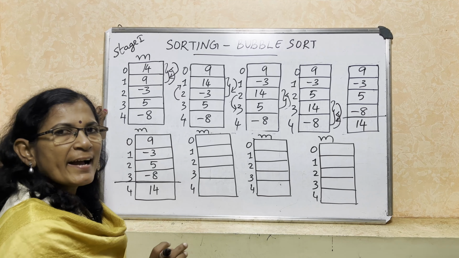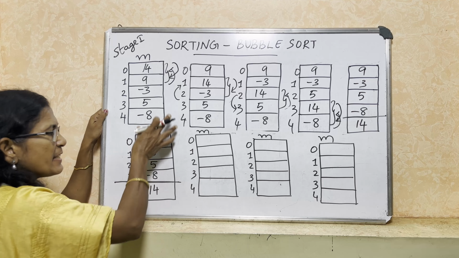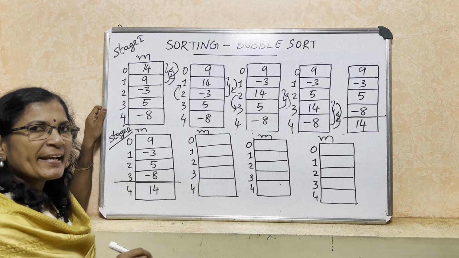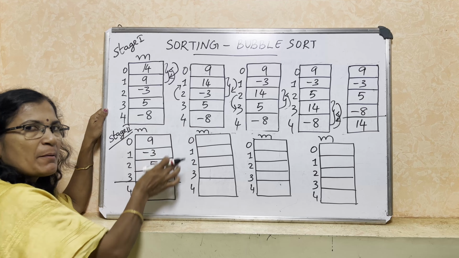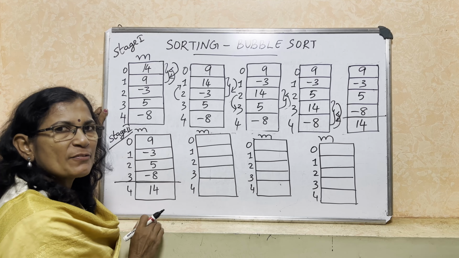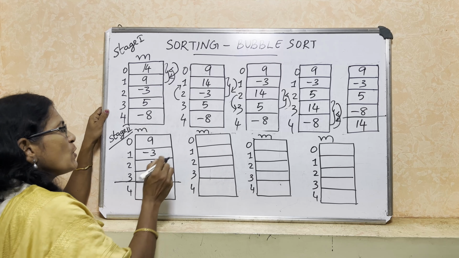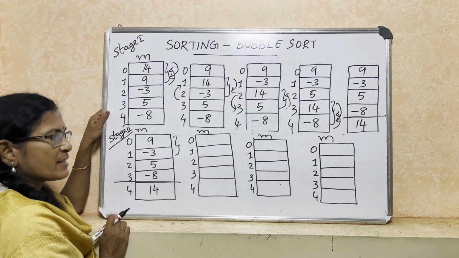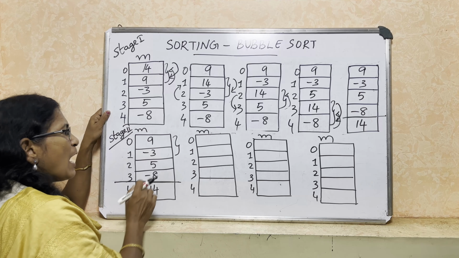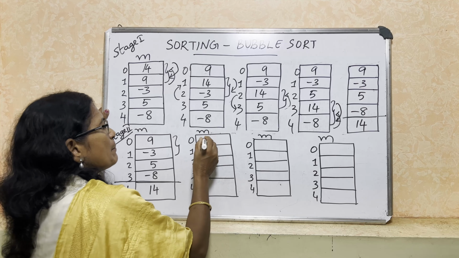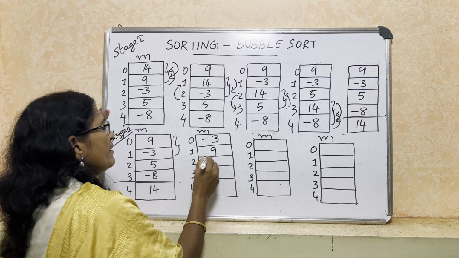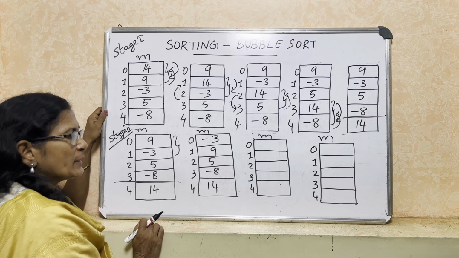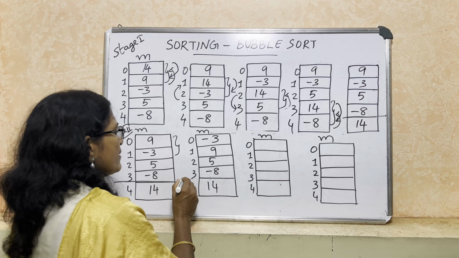Now let's move on. At the beginning of the second stage, you can see the status of the array. Stage 2. In stage 2, again we start comparisons from the beginning of the array. First 2 elements of the array will be accessed and compared. So m of 0 is greater than m of 1. 9 is greater than minus 3. So interchange the values. After interchanging, the resultant array will be minus 3, 9, 5, minus 8 and 14. We need not touch 14. 14 is in its right place.